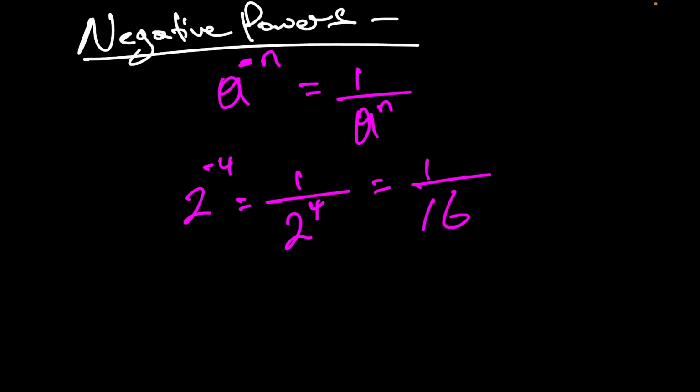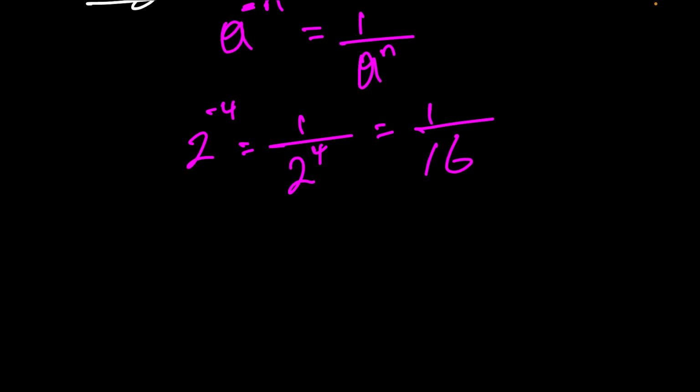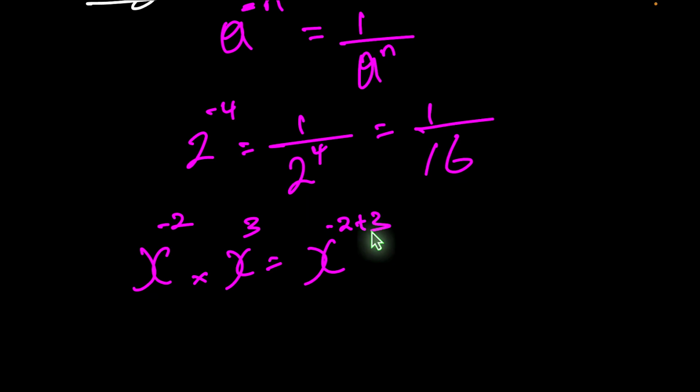Now, you might be asking, what if we have, say, x to the power of negative 2, and we're multiplying that by x to the power of 3. Now, you have options to choose from, but the easiest option is just stick to what we did in the beginning, where we added these two powers, like so. And when we add these two, it's negative 2 plus 3. So that's just going to leave us with 1.